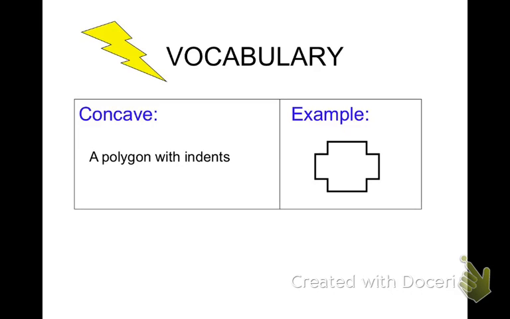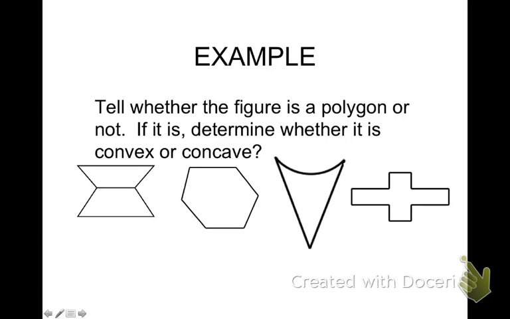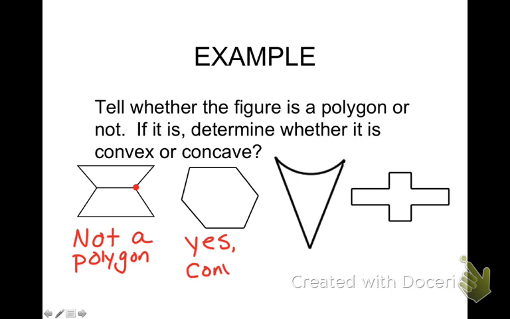Okay? So for our first example, we're going to look at the shape, decide whether it's a polygon or not, and then decide whether it's convex or concave. Everybody ready? All right, so example 1. Is this a polygon? No. Why not? Because at this vertex I have 1, 2, 3 sides coming out of it, not just 2. So this is not a polygon. Let's move on to the next one. Is that a polygon? Yes. Is it convex or concave? Convex. Good.